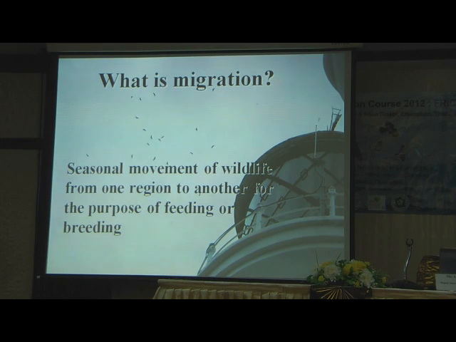So, what actually is migration? As you can see from the explanation, it is the seasonal movement of animals. The key word is seasonal. That means every year at a fixed time of the year, there will be seen all these movements of animals from one area to another.